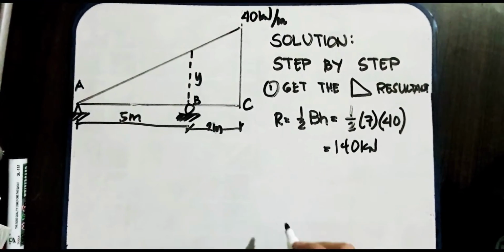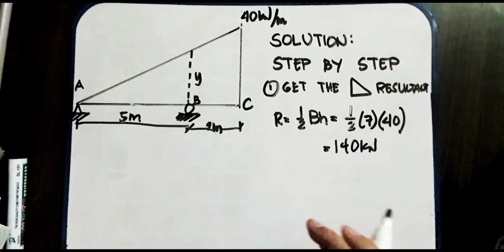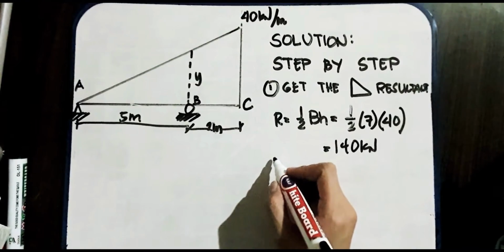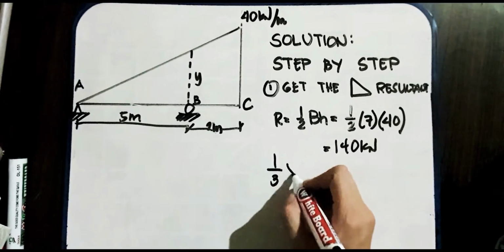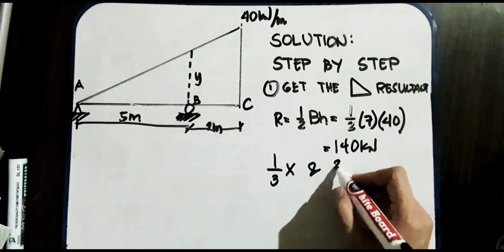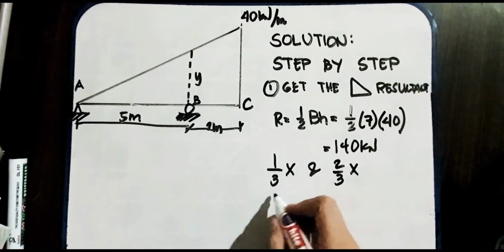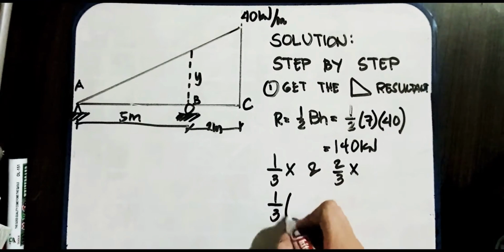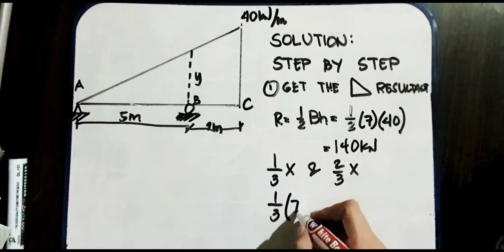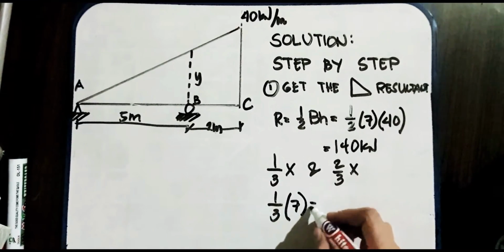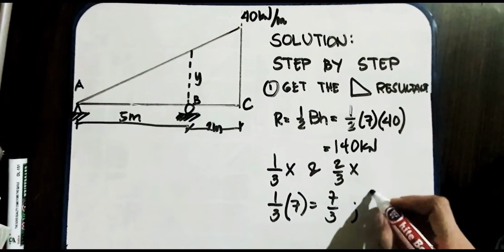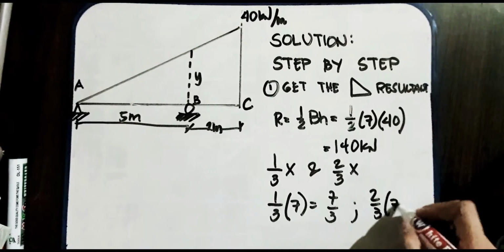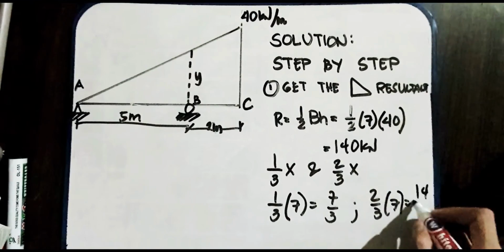Okay, next step is alamin natin yung locations ng resultant natin. We have 1/3 and 2/3 of it. So, next naman natin is hanapin si 1/3 ng x and also the 2/3 of your x. So, we have 1/3. Ano yung x natin, which is 7. Okay, that is 7 all over 3. Ano naman yung isa? We have 2/3 multiplied by 7. So, that is 14 all over 3.